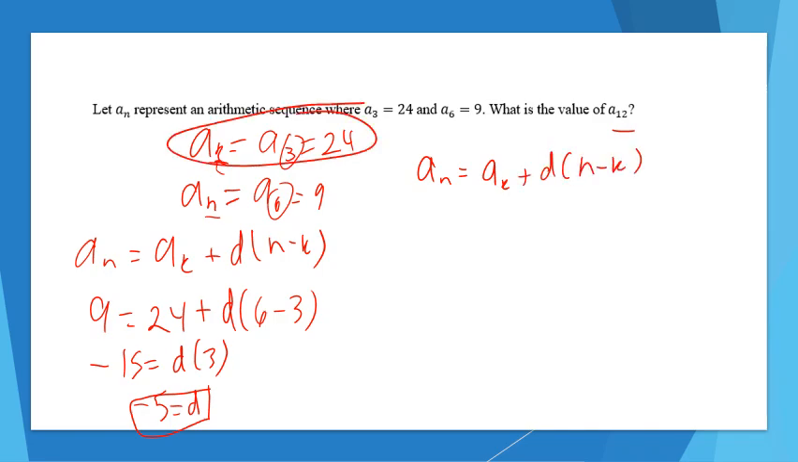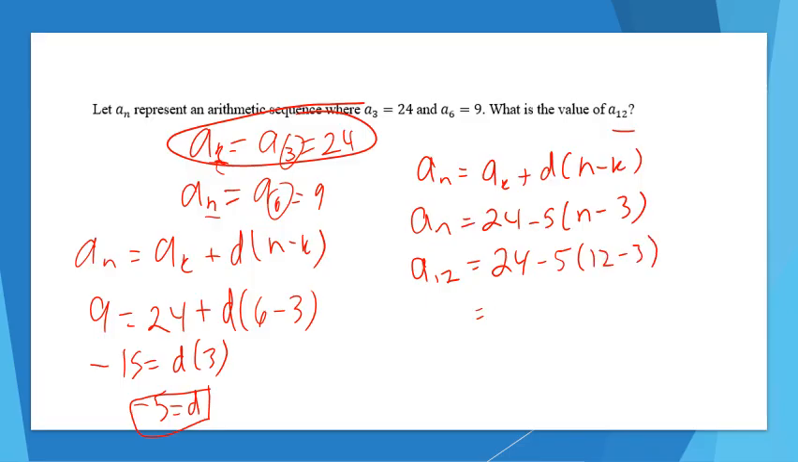We can reuse this as our a of k. So a of n equals 24 plus, or this should be, and then minus 5 times n minus 3 is our general expression. We don't need that here, but we want to use this to find a of 12. So plug that in. This would be 24 minus 5 times 9, which is 24 minus 45, which should give us -21 there. And so that would be how you would do your bell ringer. So your answer should be -21.